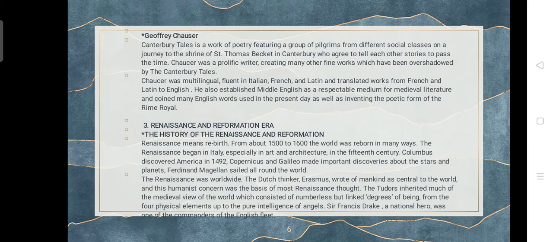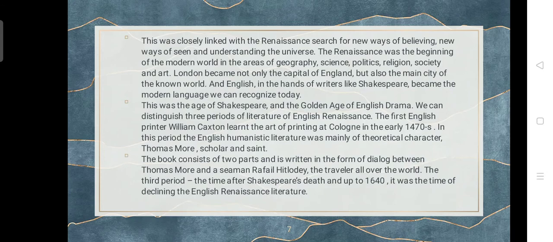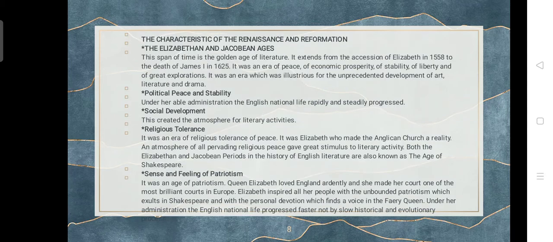The Tudors inherited much of the medieval view of the world, which consisted of the numberless but orderly degrees of being, from the four physical elements up to the pure intelligence of angels. Sir Francis Drake, a national hero, was one of the commanders of the English fleet. The characteristics of the Renaissance and Reformation.